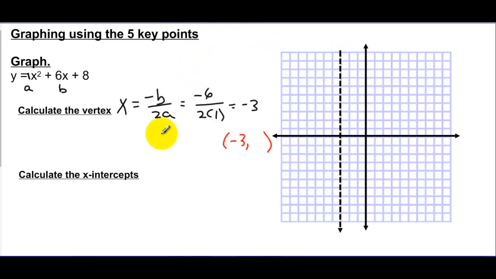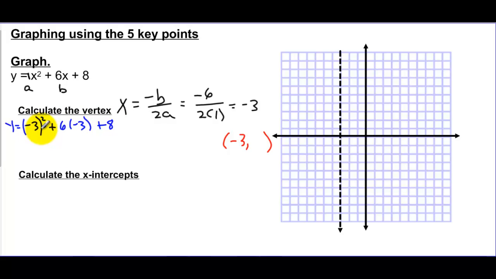All right, so now that we have that, let's calculate y. To do that, I'm going to take my x value and plug it in. I'm going to use this formula, and I'm going to say y is equal to, and instead of x squared, negative 3 in parentheses squared. Make sure that's in parentheses before you square it. Plus 6 times negative 3 plus 8.